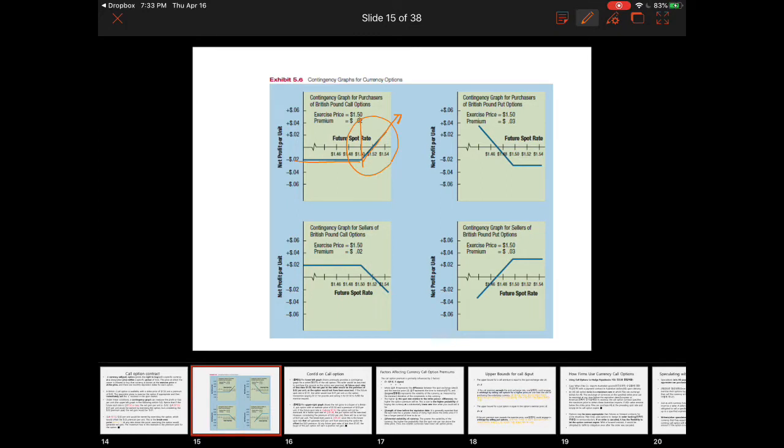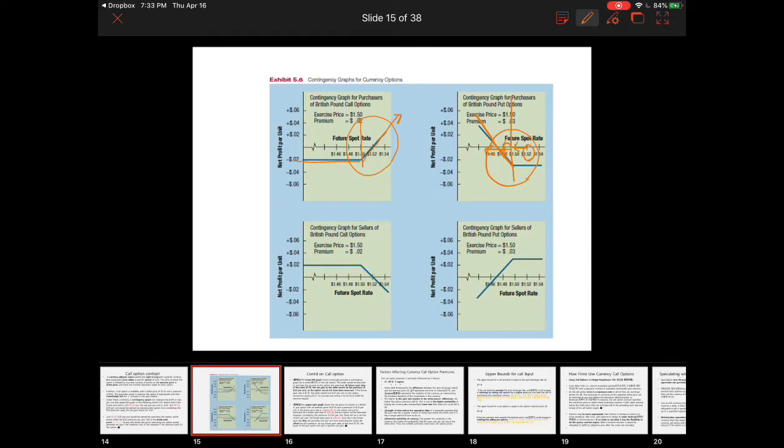The upper right one is the payoff for the put option purchaser. Once you purchase a put, you prefer the price of the underlying asset, which is the pound, to go below the exercise price. As it falls, your payoff will increase, a 1-to-1 relationship. 1 cent of fall corresponds to a 1 cent payoff gain to you.